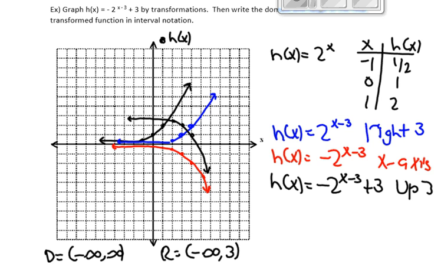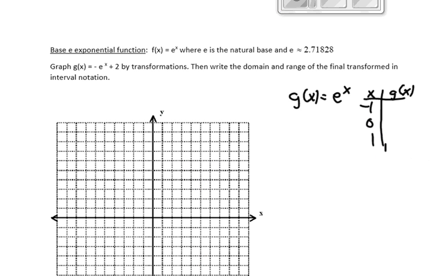Okay, one other example I want to take a look at then is the base e exponential function. And all that is f of x is equal to e to the x, where e is the natural base and e is about that particular decimal. It's an irrational number similarly to pi. Okay? So now I want to graph this by transformations and then write the domain and range of the final transformed function in interval notation.